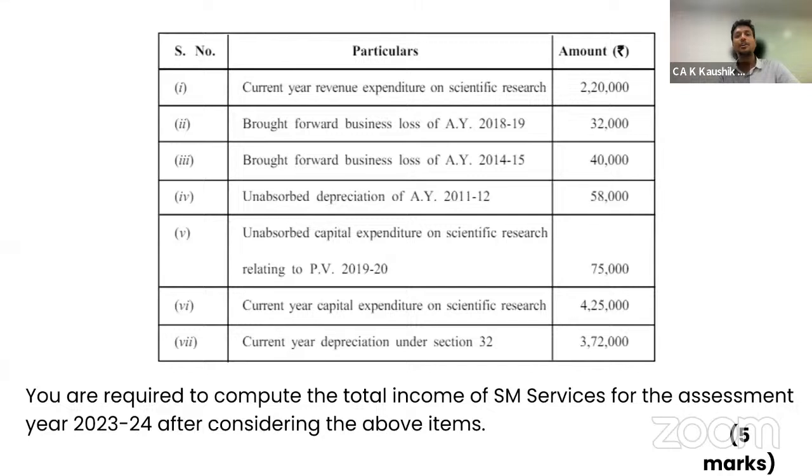Current year revenue expenditure on scientific research, 2,20,000. Brought forward business loss of assessment year 18-19 is 32,000. Brought forward business loss of assessment year 14-15 is 40,000. Unabsorbed depreciation of assessment year 11-12 is 58,000. Unabsorbed capital expenditure on scientific research relating to previous year 19-20, 75,000. Current year capital expenditure on scientific research 4,25,000. Current year depreciation under section 32 is 3,72,000. All of this is to do with capital expenditure and business loss.